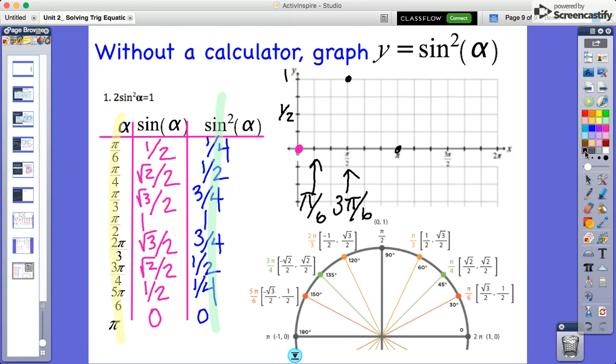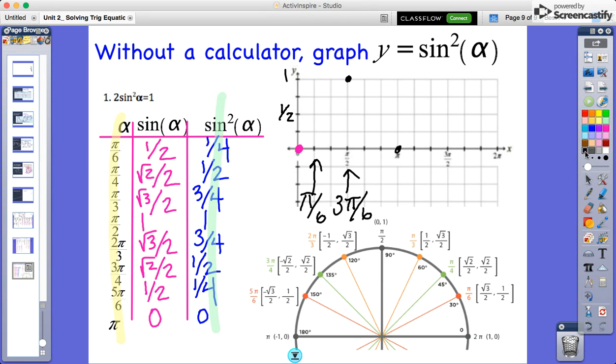I saw that between 0 and pi over 2, there were 3 pieces or 3 ticks. So if I want to figure out the value of the first 2 ticks, I want to turn this 1 into a 3. I turned it into a 3 by multiplying the top and bottom by 3.